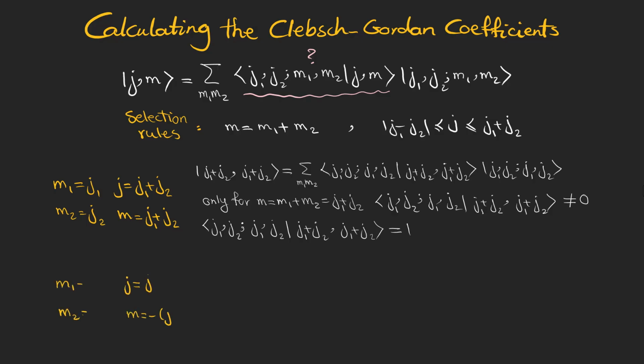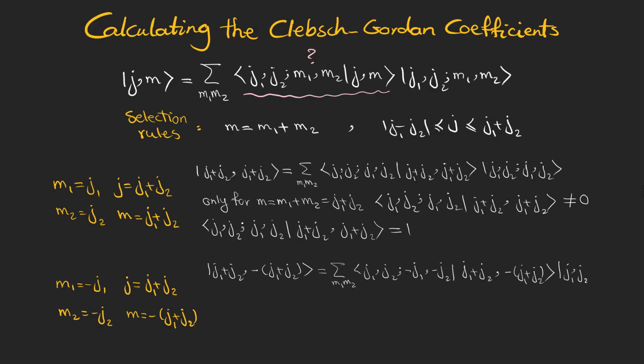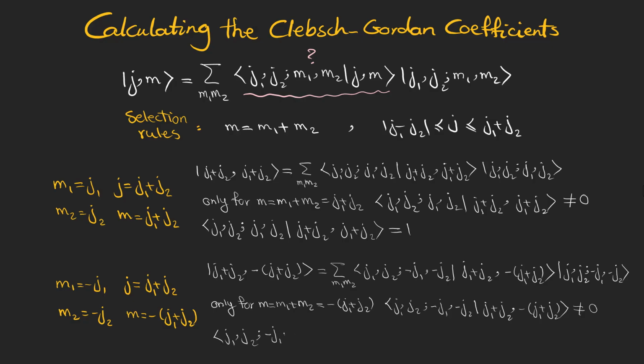There is another similar limiting case. Pay attention that in this case j is equal to j1 plus j2, but all the m's have negative signs. Again, the only case for which our coefficients are not zero are the ones for which m is equal to m1 plus m2. In this case, it becomes minus j1 plus minus j2. And as we have just one coefficient for which this condition holds, it must be equal to 1, and all the other elements of this row of our unitary matrix are 0.